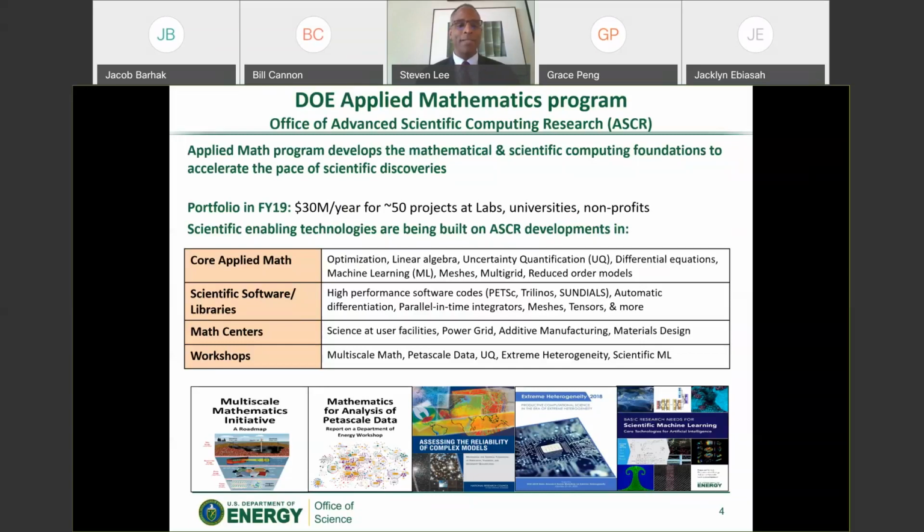We have several large math centers that look at doing science at user facilities, such as light sources, looking at the power grid, additive manufacturing. And along the bottom there, you see some of the workshops that we've held over the years that are relevant to this webinar. We've had workshops on multiscale mathematics, analyzing petascale data, uncertainty quantification, running codes on extremely heterogeneous architectures such as GPUs, and emerging technologies. But what I will emphasize in this webinar is the recent workshop that we had on using machine learning for science.